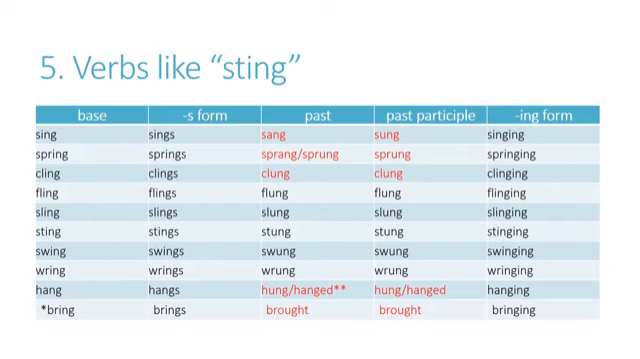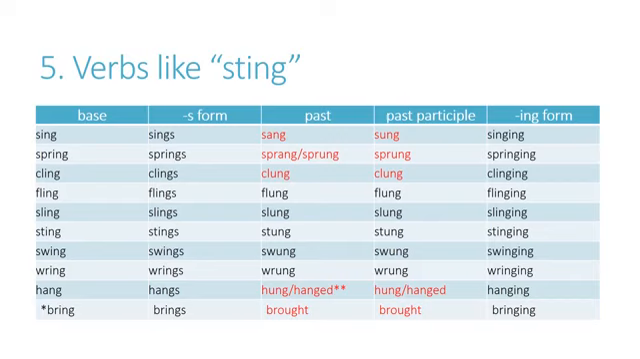Okay? Now, when we get to the verb hang, this is a special case which depends on the meaning of the verb. For example, if we're talking about hanging up our clothes or hanging a picture, you could say hang, hung, hung. But if you're talking about hanging a person in order to execute them, the verb hanged is used, which is the regular form, instead of hung.